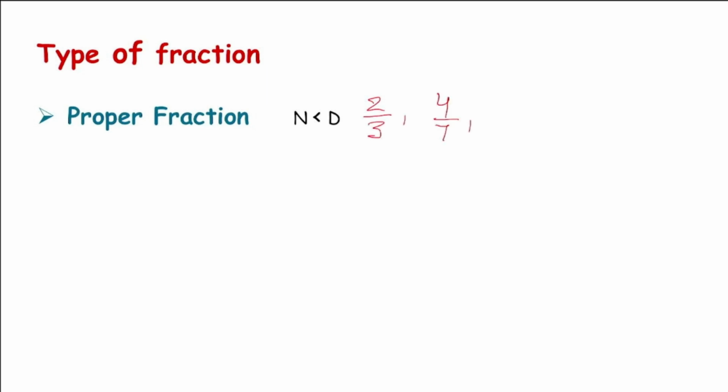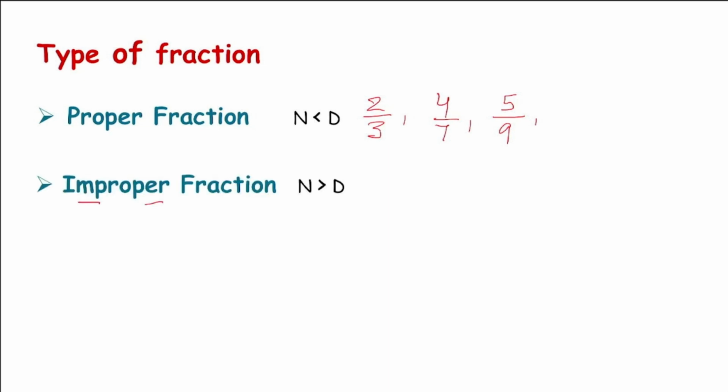Now, types of fractions. First is proper fraction. When the numerator is lesser than the denominator, the fraction is known as a proper fraction. For example, 2 by 3, 4 by 7, 5 by 9, any fraction where the numerator is lesser than the denominator.